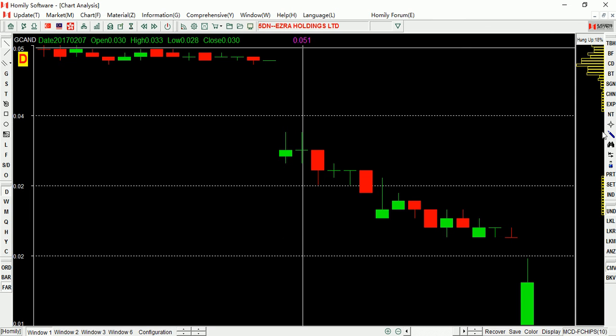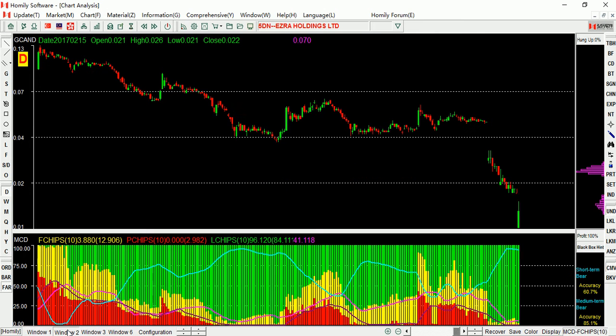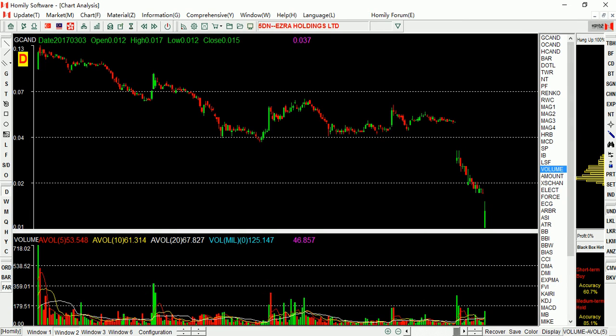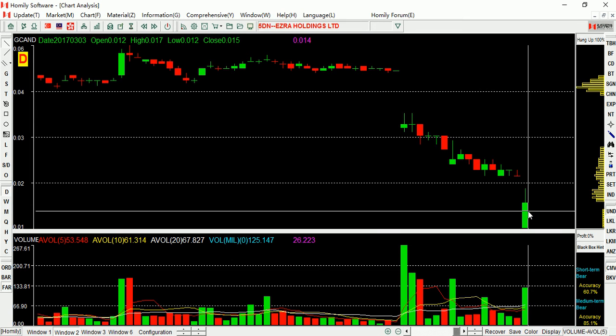So how to do that? Firstly, let's see the volume. Why is the volume so strong? So let's see this one. Because we read the chart, will you buy next Monday? If you go according to the chart, will you buy next Monday? Firstly, we should know that the trend is downtrend, right?